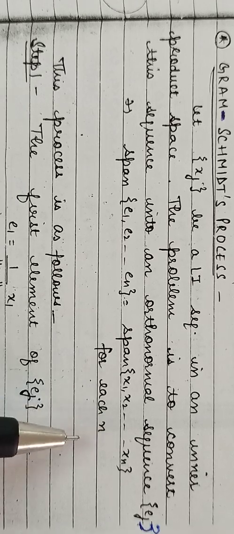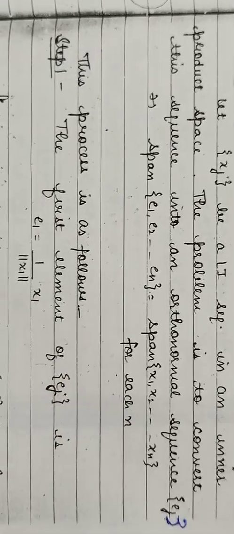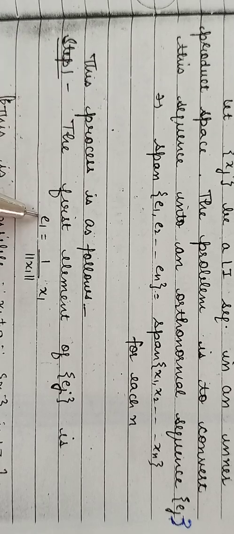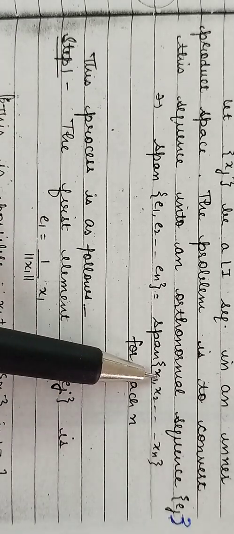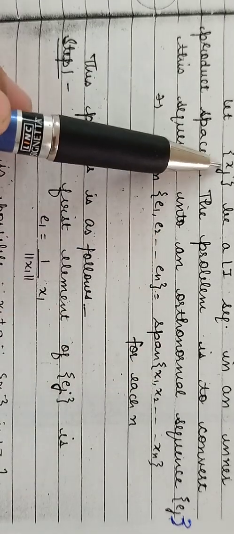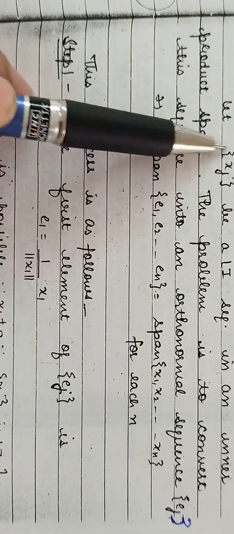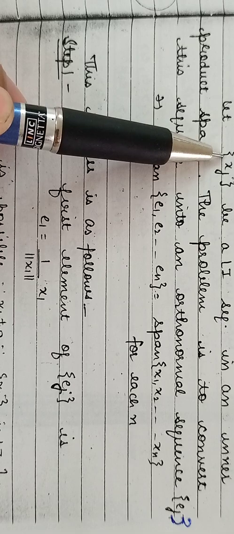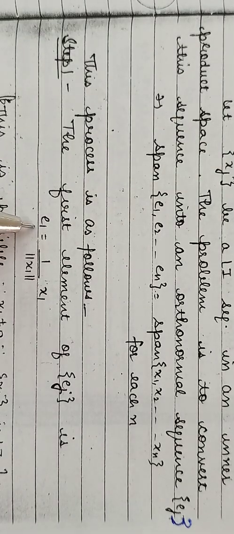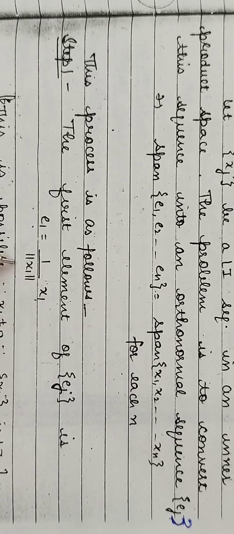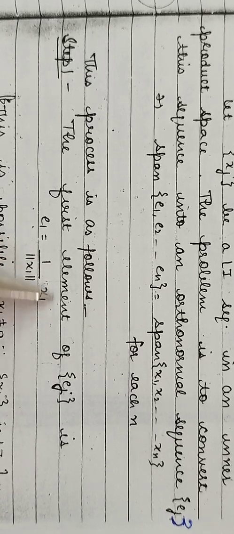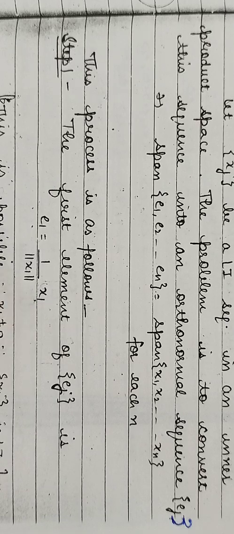So the procedure for this is, in step 1, let us form the first vector which is normalized by taking the first vector from the given sequence. This is a given sequence. We take the vector x1 from this sequence and let us define e1 is equal to x1 divided by its norm. Now, because x1 is a non-zero vector, this is possible. Every singleton set is linearly independent.